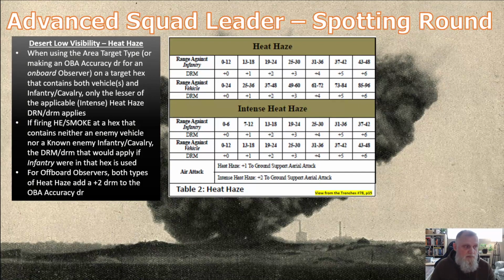Now, this also applies to offboard observers for OBA. Again, your accuracy is going to be crap anyways, because most offboard observers have a +1 for your accuracy. So you're rarely going to be accurate with that anyways. And this should not be affecting pre-registered fire. That's typically always going to be a 4 or less.